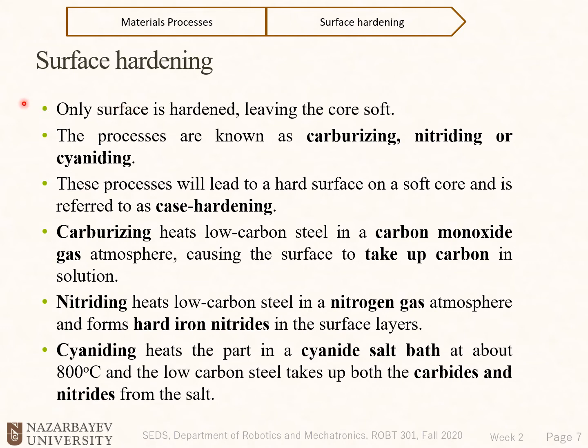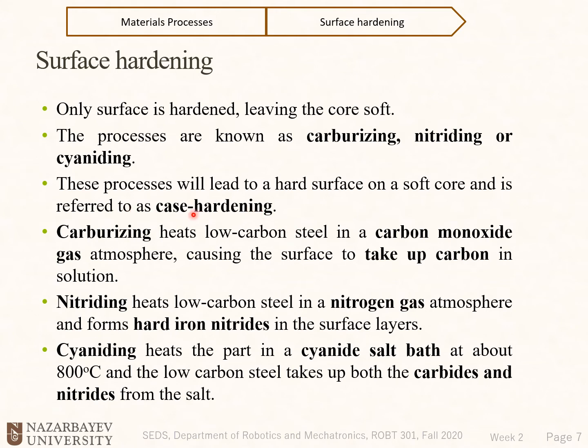One way would be by doing some chemical reaction. So only the surface is hardened, leaving the core soft in surface hardening. What is the process? The processes are known as carburizing, nitriding, or cyaniding. Okay, so these are chemical processes. So these are not heat treatment processes. These processes will lead to a hard surface on a soft core and are referred to as case hardening.